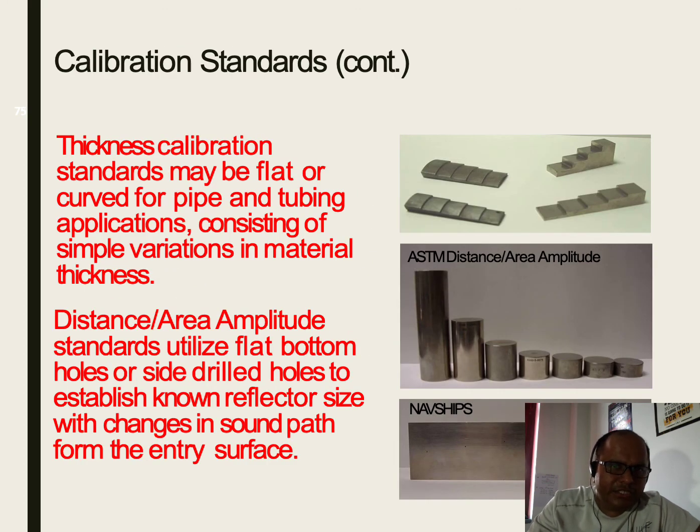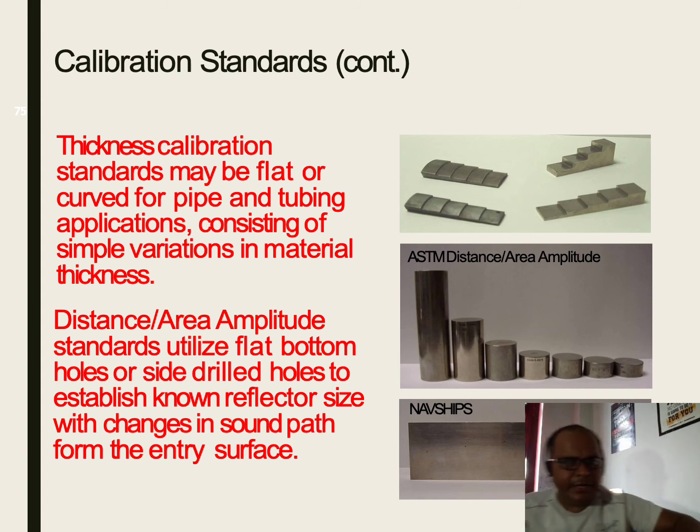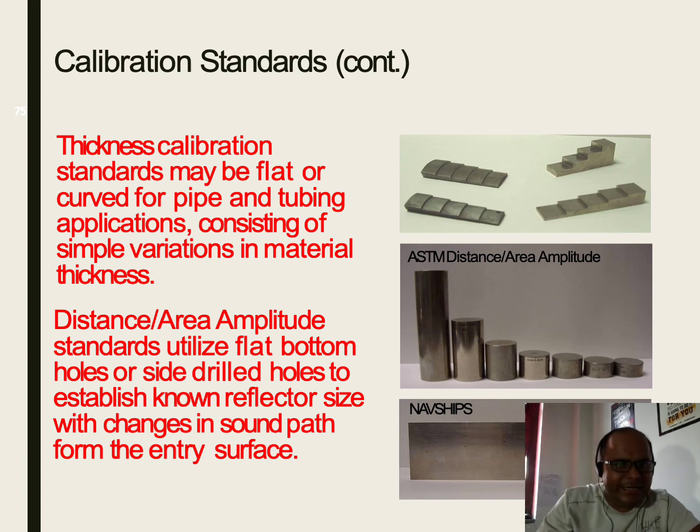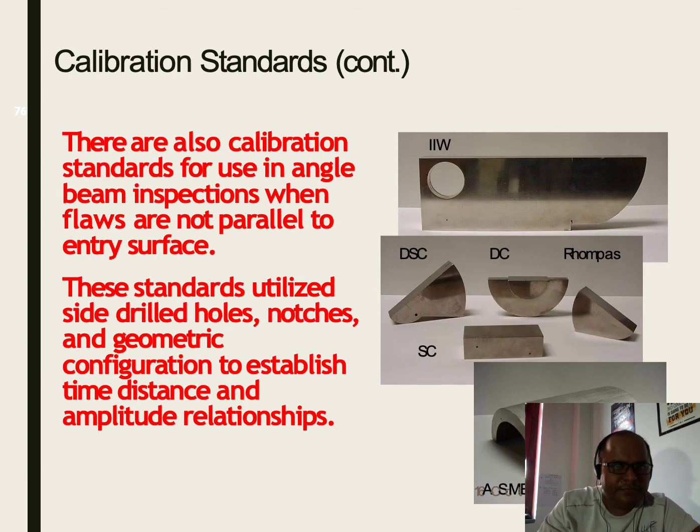Here are the calibration standards, known as the step wedge, ASTM standards. Thickness calibration standards may be flat, or curved for pipe and tubing applications, consisting of simple variations in the material thickness. Distance and area amplitude standards utilize flat bottom holes and side-drilled holes to establish known reflector sizes with changes in the sound path from the entry surface.